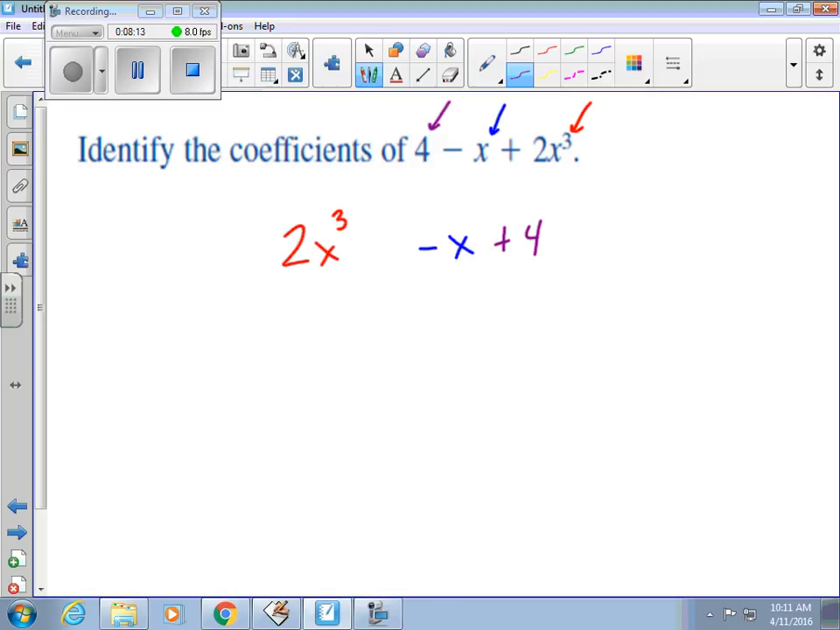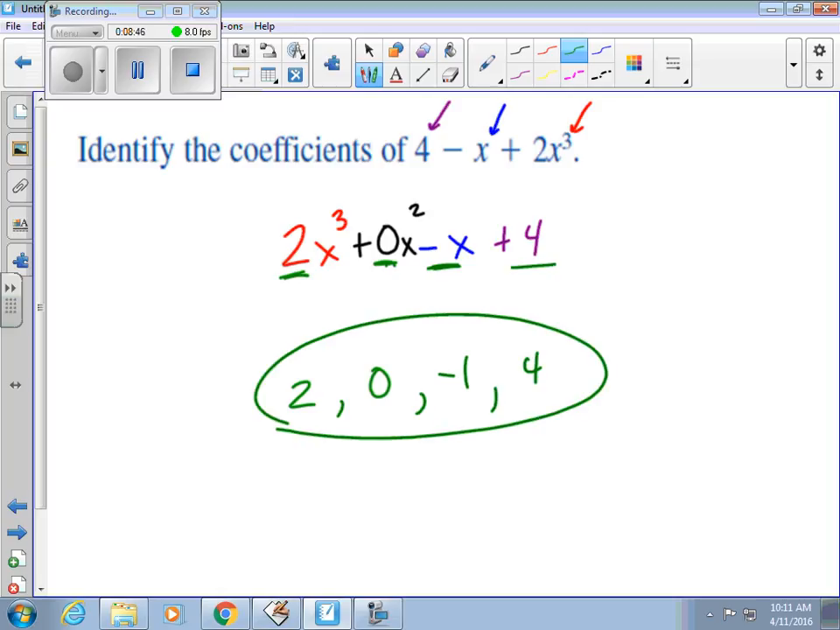So notice, though, that between x to the third and x to the first, it skipped x to the second power. So anytime you skip a degree like that, you need to put in its coefficient as 0x squared. Now it's written in standard form. Positive 2x cubed plus 0x squared minus x plus 4. Then you're just identifying what are all of the coefficients. 2, 0. What's this coefficient? Negative 1. Don't forget there's a 1 right there. And then the last one, 4. Those are the four coefficients. Make sure you don't leave out the 0 for the second degree, x squared.